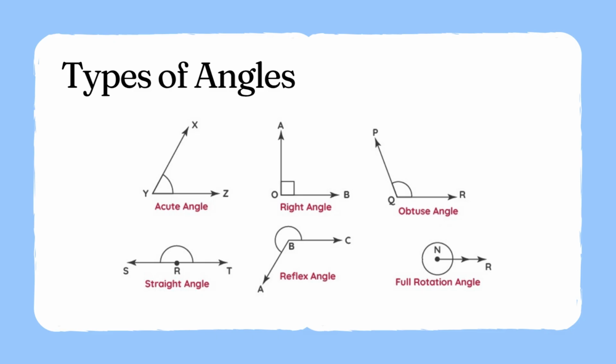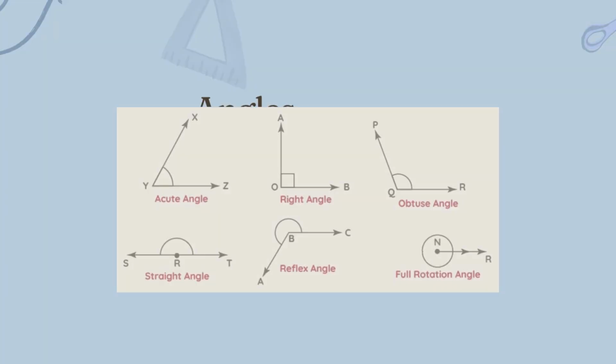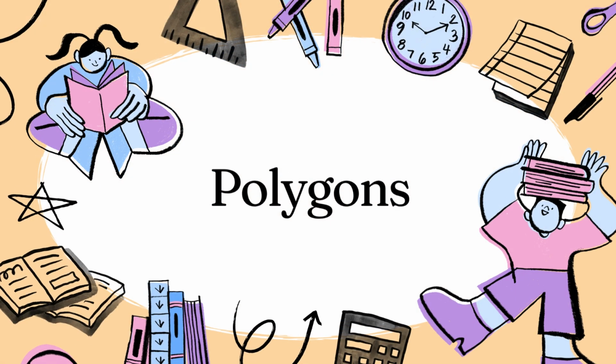Reflex angle: more than 180 degrees but less than 360 degrees. Full rotation angle: exactly 360 degrees. A polygon is a closed shape made of straight lines.